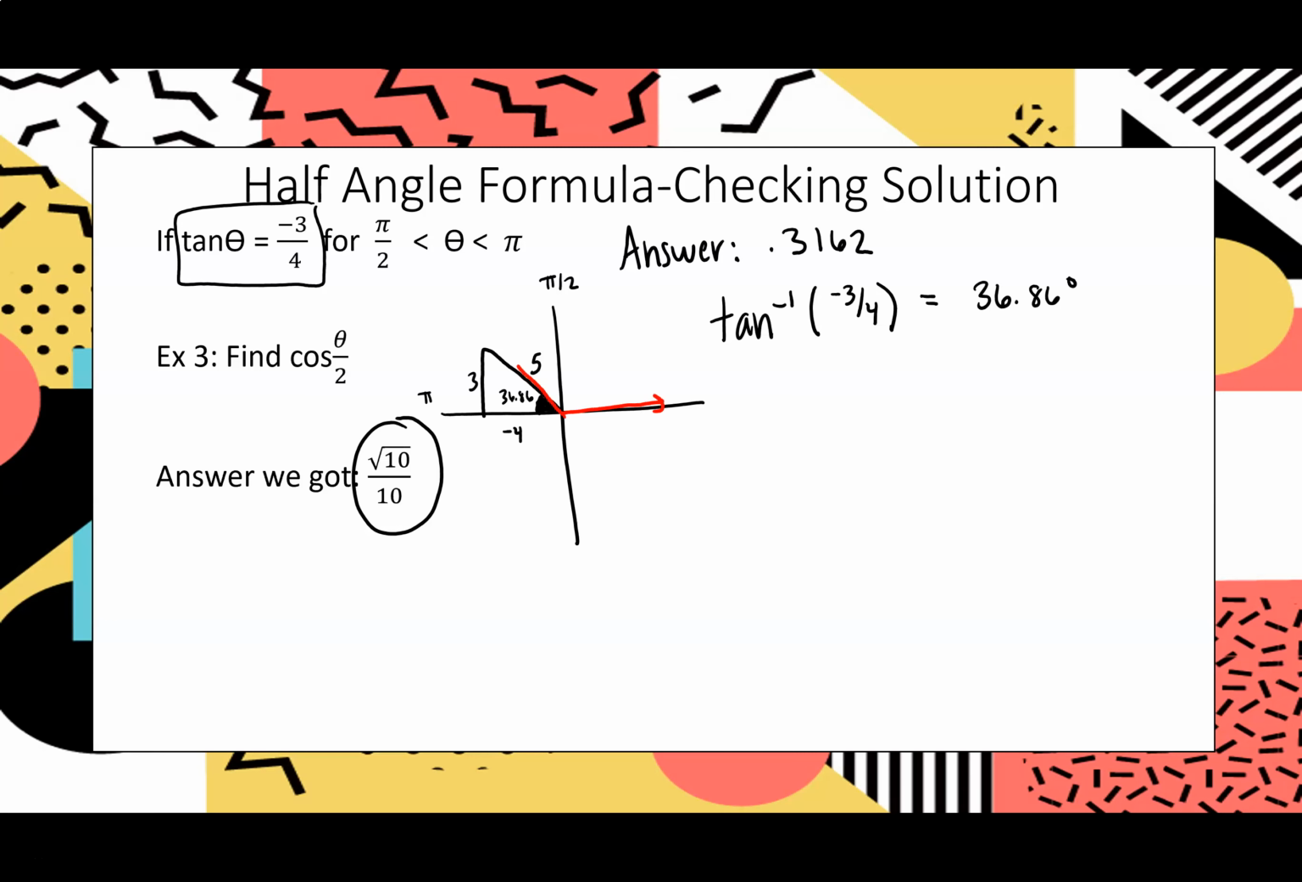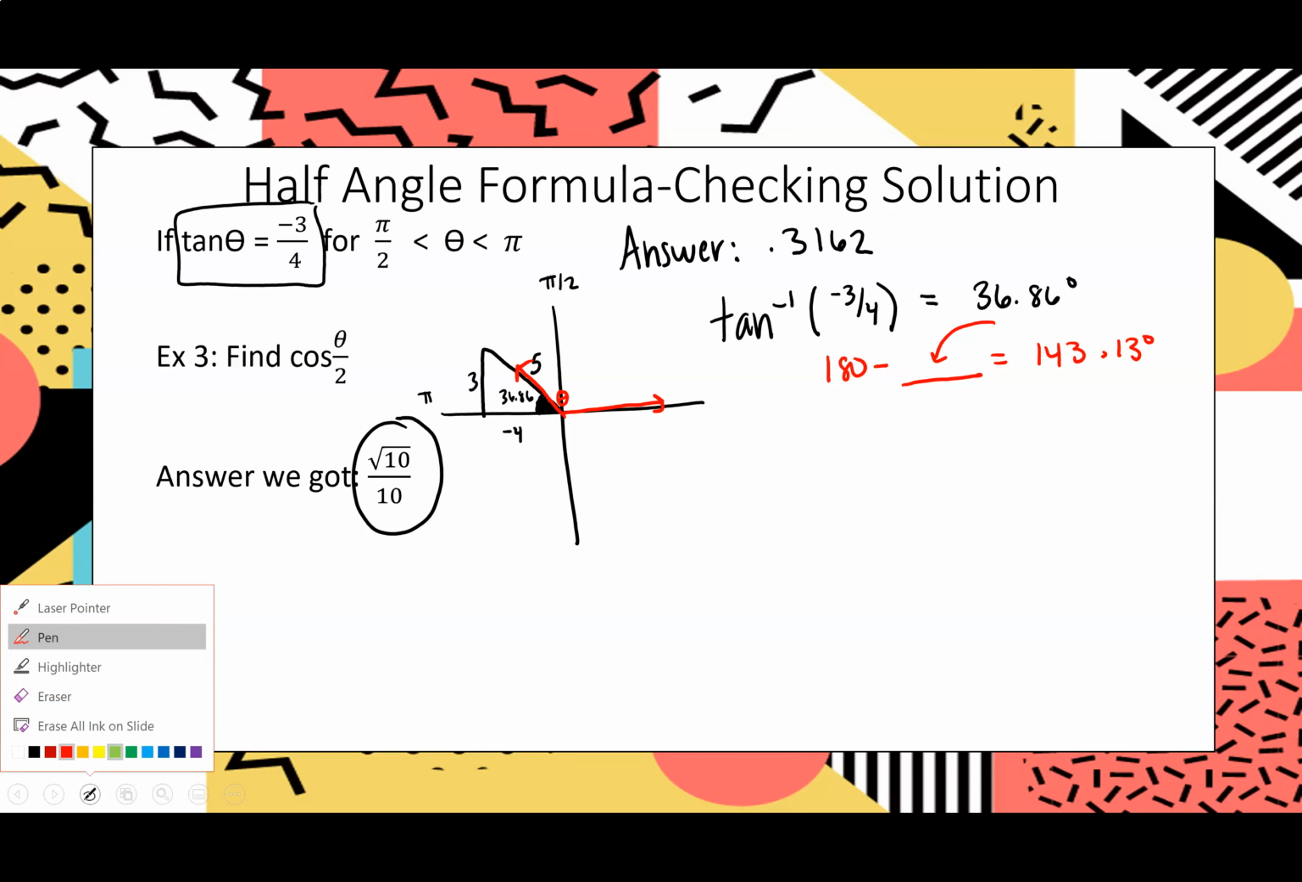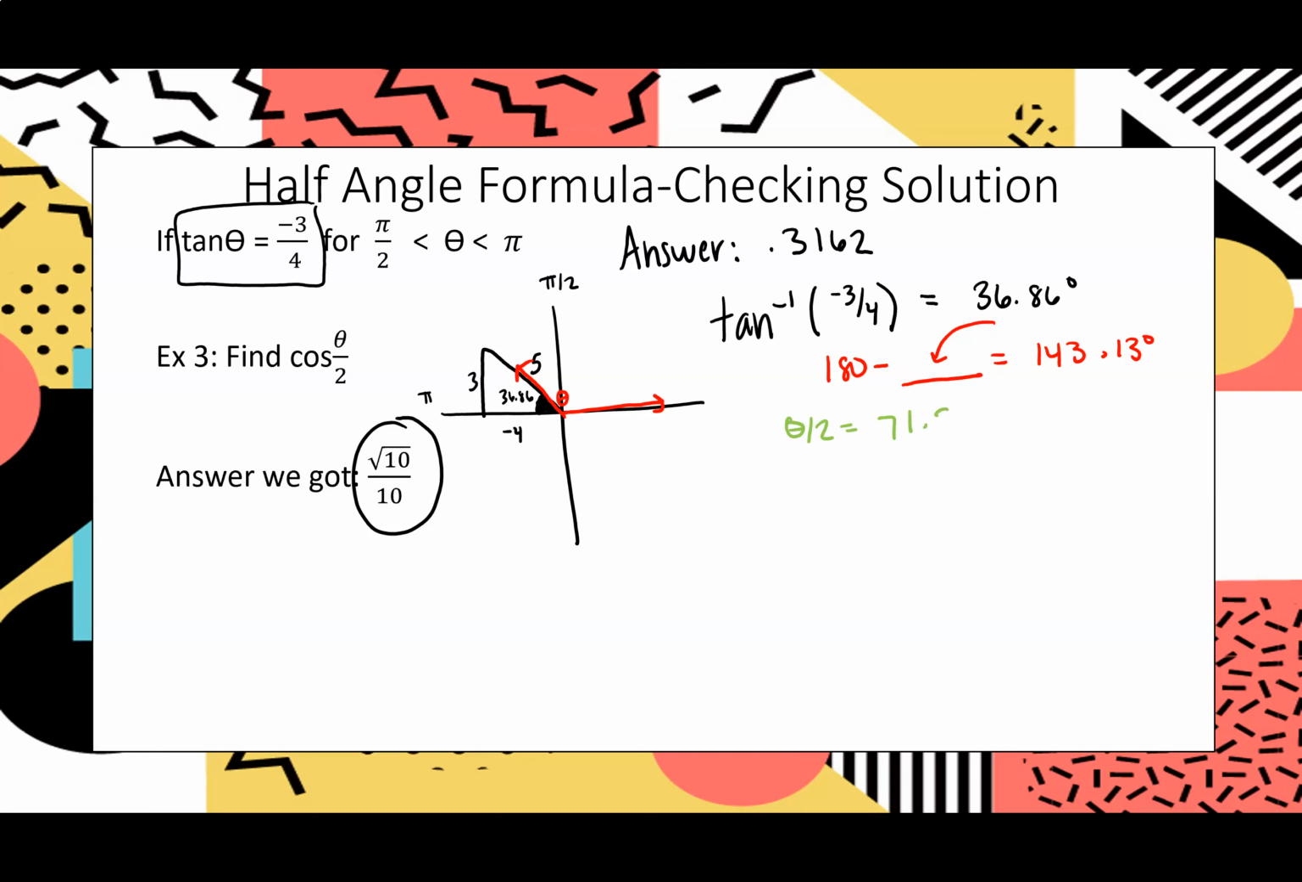Well, if this is 36.86 degrees right here, and I want to find the angle theta, which is this, okay, that's my theta, I want to do 180 minus 36.86, and that gives me that theta is 143.13 degrees, which would mean that in order to find theta over 2, I'm just going to take this 143 and divide it by 2, and I get 71.56 degrees.